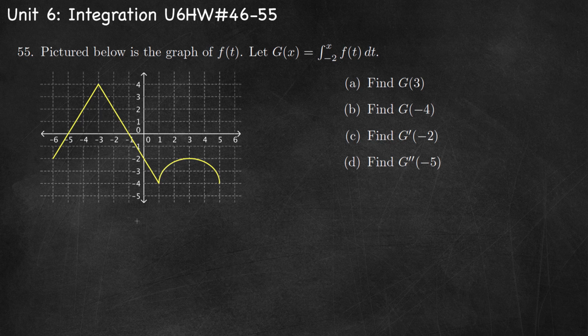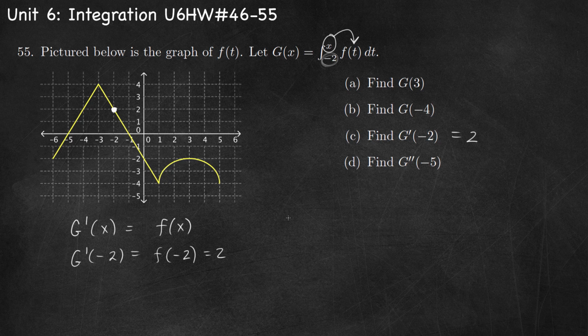Part C, we want g prime of negative 2. So let's find g prime of x. G prime of x is the derivative of the integral. So I take my upper bound, I substitute that in for t, and that gives me f of x. Then I multiply by the derivative of the upper bound, which would just be 1, minus, and then I do the same on the bottom, but the derivative of negative 2 is 0, so that's just going to become 0. So g prime of x is just little f of x. Then g prime of negative 2 is f of negative 2, and I can read that right from the graph. F of negative 2 is 2.